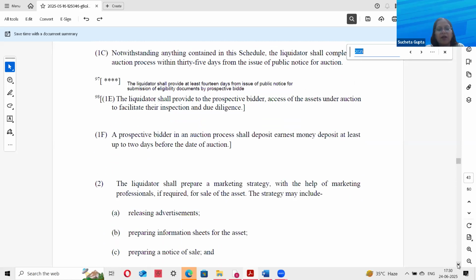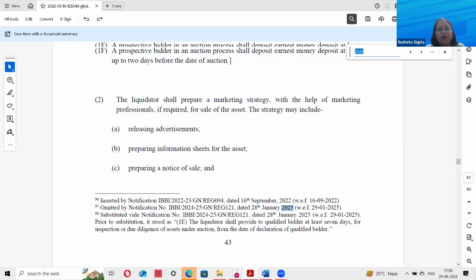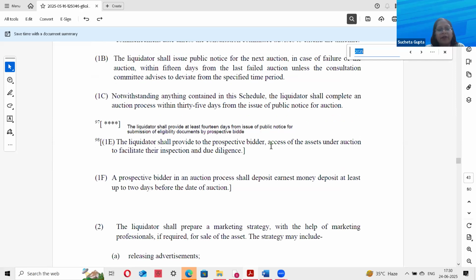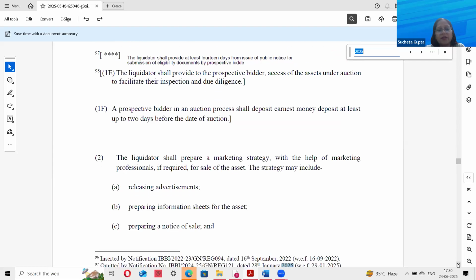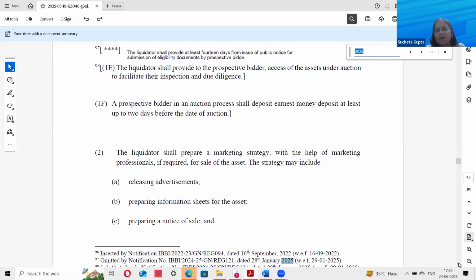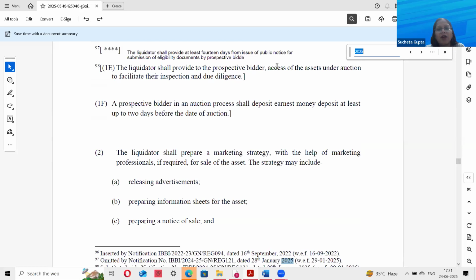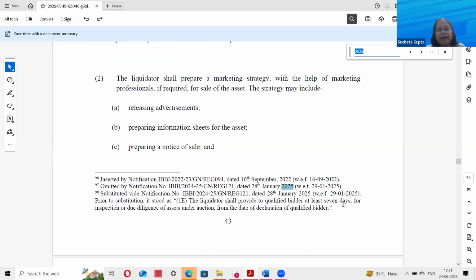But there is a change also as per 98, substituted on 28th January 2025. What is provided as per this? The liquidator shall provide to the prospective bidder access to the assets under auction to facilitate their inspection and due diligence. Earlier, prior to the substitution, it stood as: the liquidator shall provide the qualified bidder at least 7 days for the inspection or due diligence of assets under auction from the date of declaration of the qualified bidder. Now it is not the qualified bidder but the prospective bidder. Time is not mentioned here. So basically these terms were also changed.